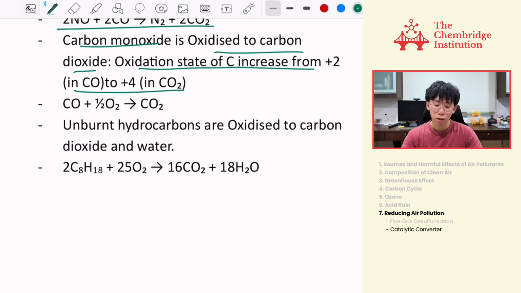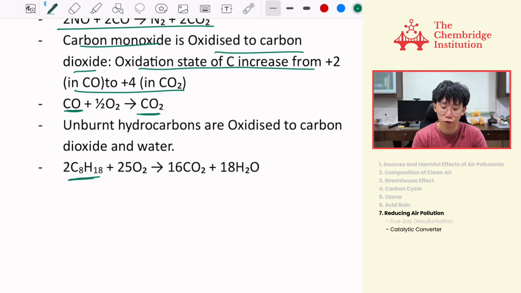Not only that, your carbon monoxide can also fully combust to carbon dioxide, and your unburned hydrocarbons can fully oxidize and fully combust in this catalytic converter to become CO2 and H2O. So you also get rid of these unburned hydrocarbons.